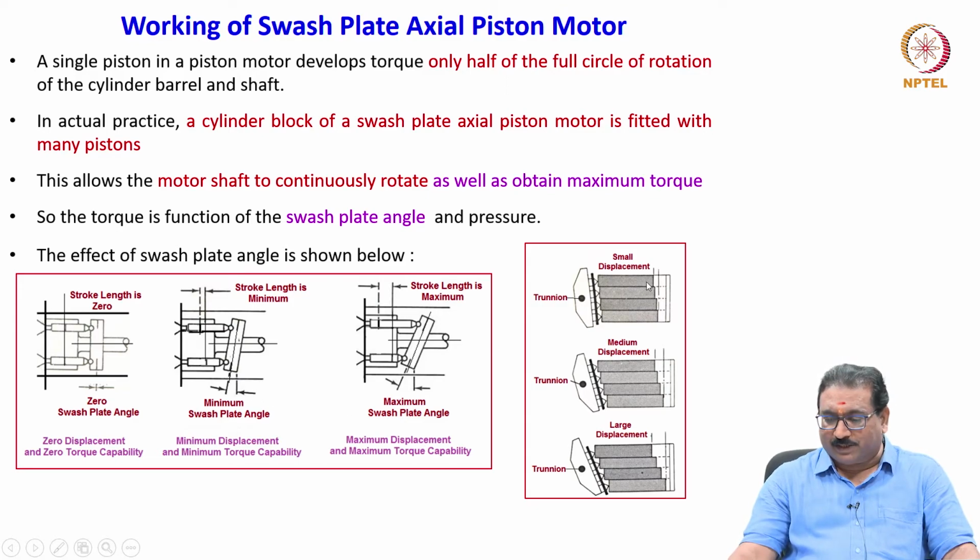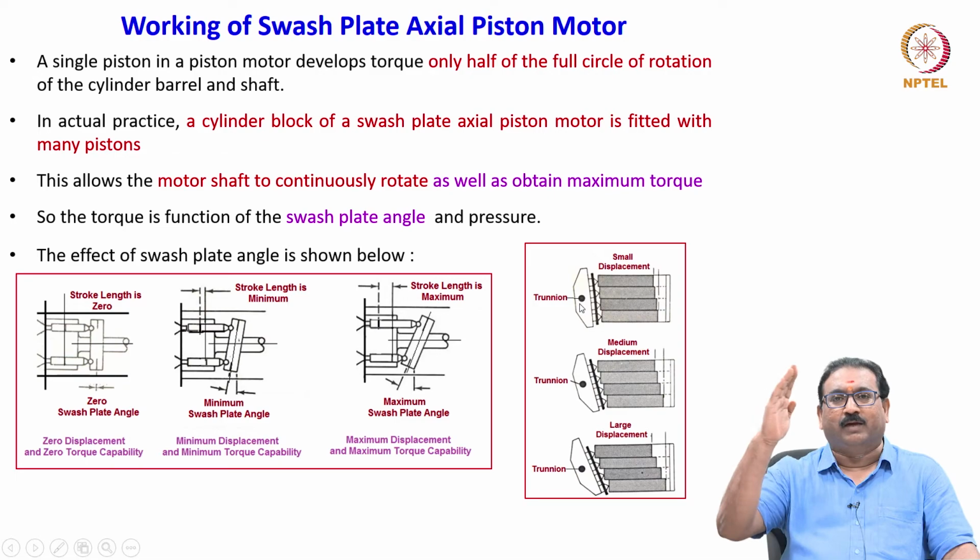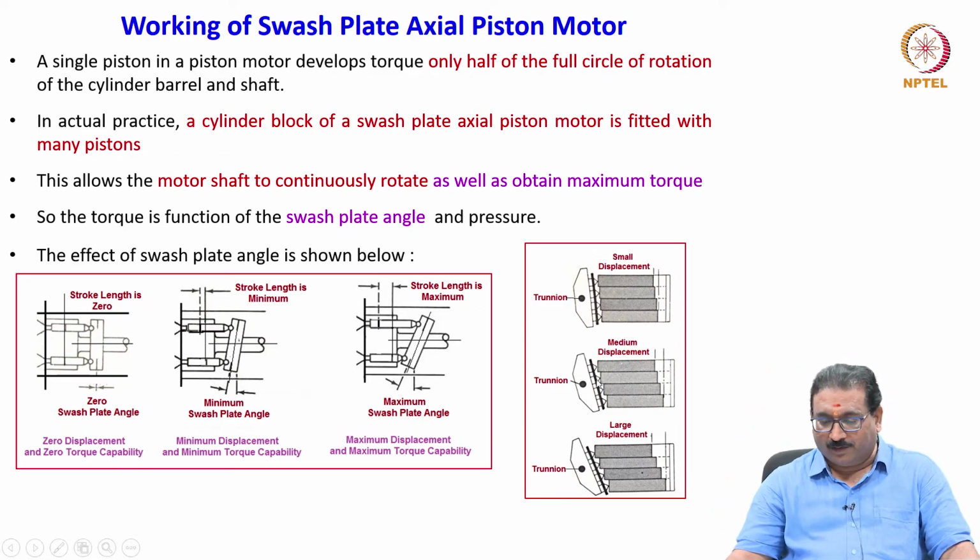If there are more pistons, you will see from here to here the small displacement with respect to the swash plate. The swash plate is placed on trunnions, which can be of rotatable type. Here you will see the swash plate angle is medium. You will see the stroke from here to here. Similarly, you will see the trunnion, again the swash plate is inclined more, and that time there is large displacement.